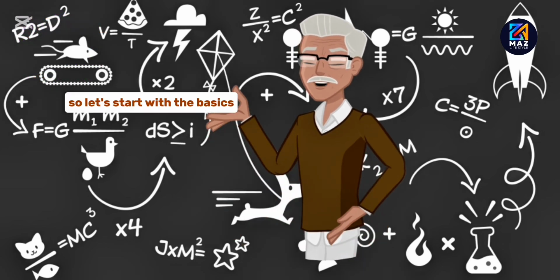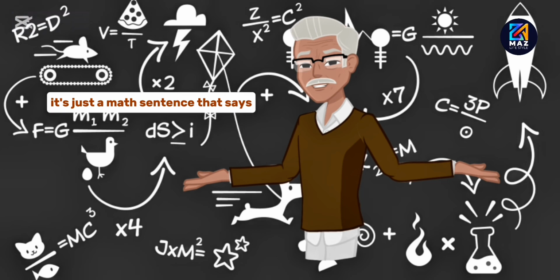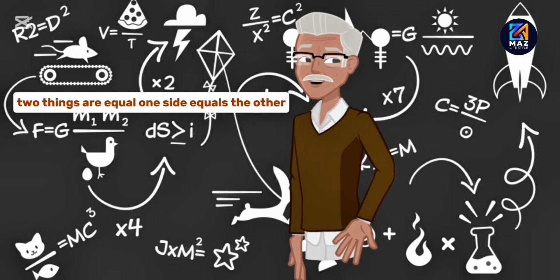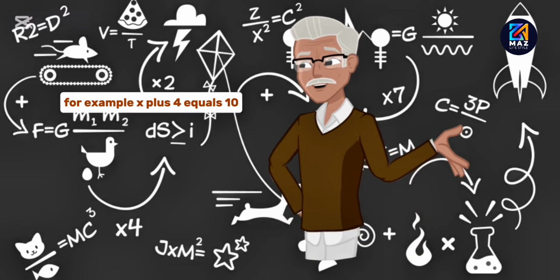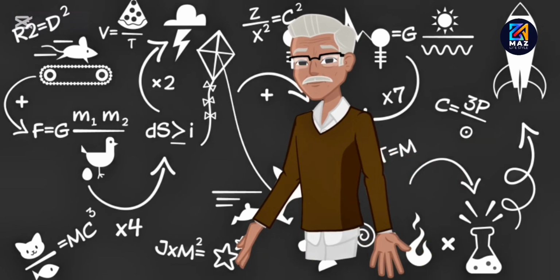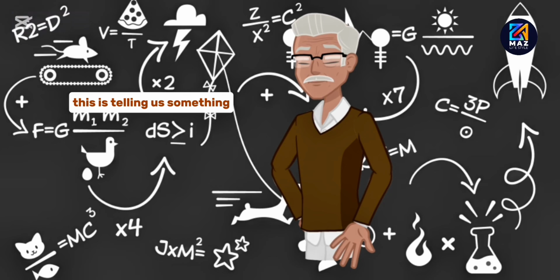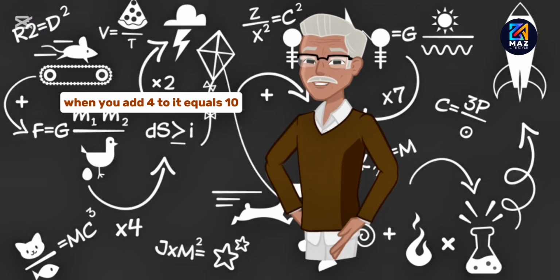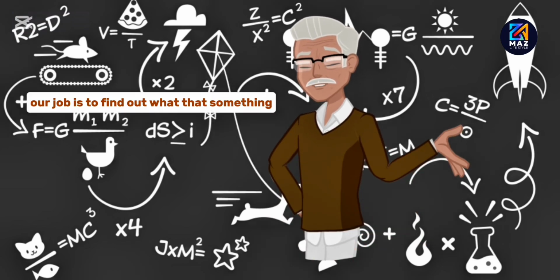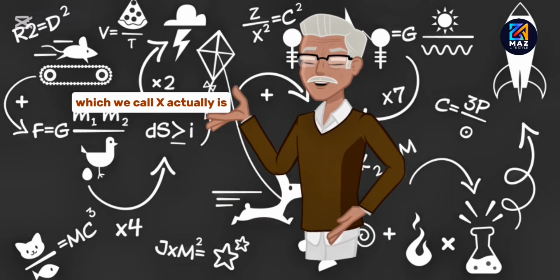So let's start with the basics. What is an algebraic equation? It's just a math sentence that says two things are equal. One side equals the other. For example, x plus 4 equals 10. This is telling us something: when you add 4 to it, it equals 10. Our job is to find out what that something, which we call x, actually is.